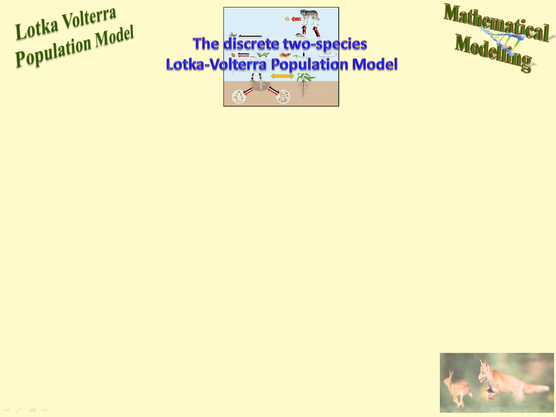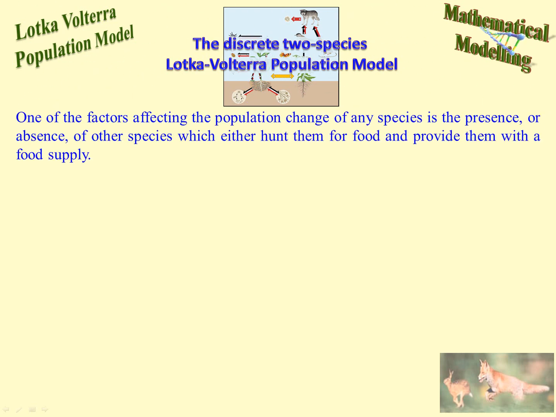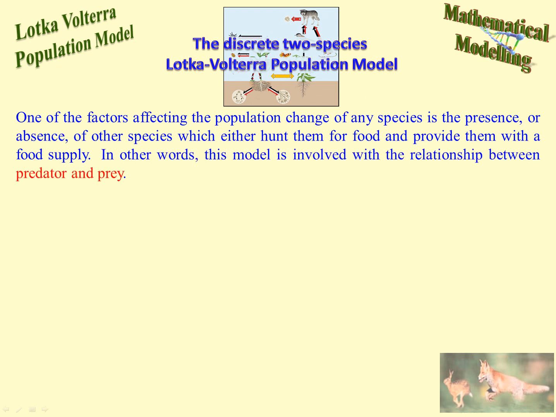The discrete two-species Lotka Volterra population model. Being discrete, once again, it's fairly complex to calculate, where you need to calculate each in turn before carrying on. One of the factors affecting population change in any species is the presence or absence of other species which either hunt them for food or provide them with a food supply. So this is involved with a relationship between a predator and a prey. Notice the rabbit or the hare and the fox.